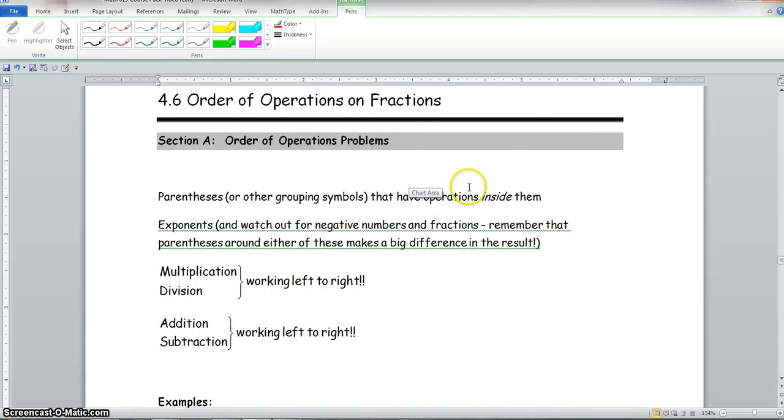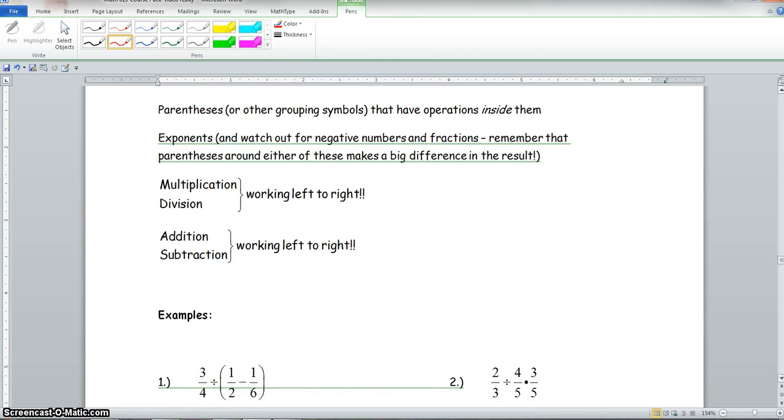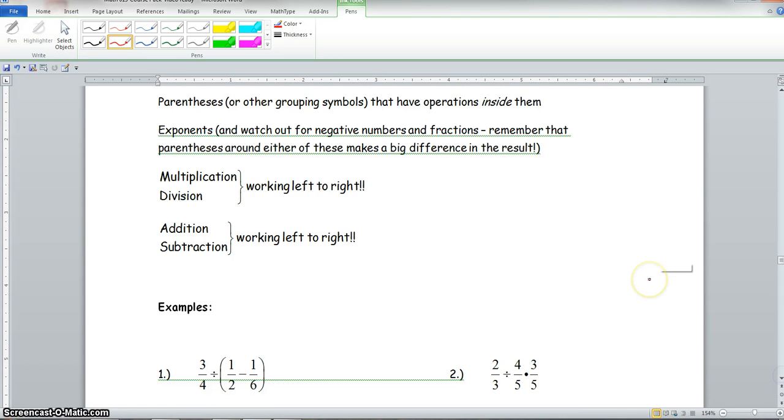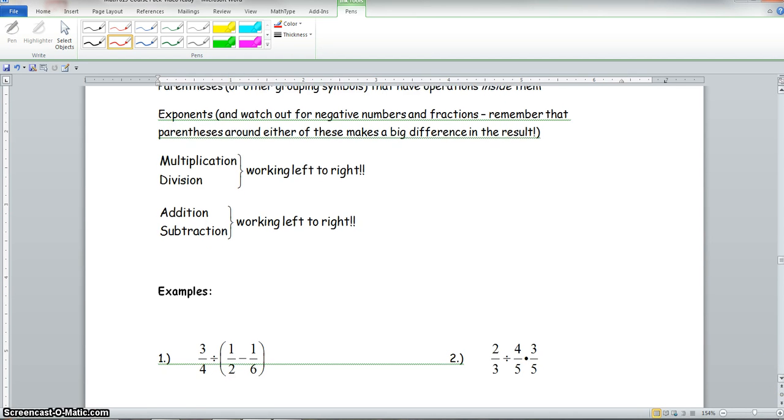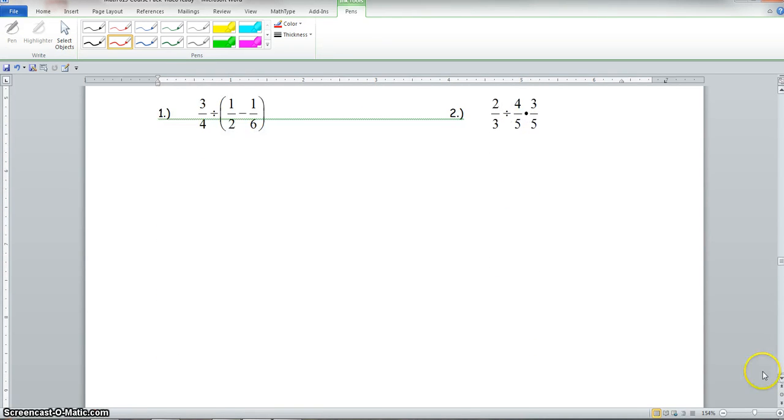Okay, class, we're about to start section 4.6, Order of Operations on Fractions. Now, the order of operations remains the same. We really don't need to go back over that. You can go back to chapter 2 where it's discussed, but it's listed here: parentheses, exponents, multiplication or division, and addition or subtraction, whichever one comes first from left to right. So we just apply these rules to these fractions.